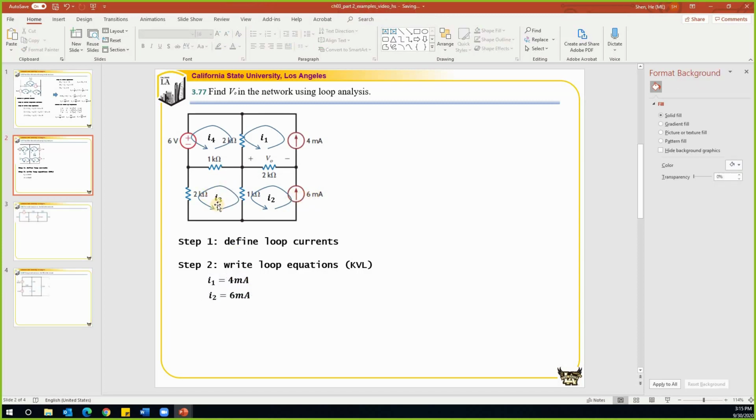And for the mesh I3, we need to write the KVL equation. The way to write it is to count the voltage drop by using Ohm's law. The voltage drop on this 1K resistor is (I3 minus I2) times 1. And the voltage drop on this other 1K resistor is 1K times (I3 minus I4). And the voltage drop on this 2K resistor is I3 times 2, because there is only one mesh current going through this branch. So the current going through this branch is I3.